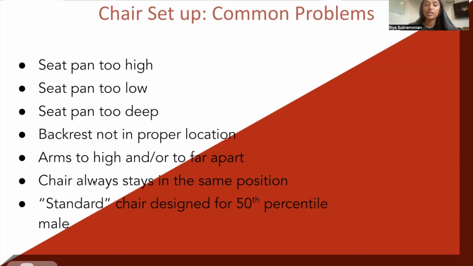The chair always staying in the same position. And the last one being the standard chair is actually designed for the 50th percentile male. This means that the chair is designed for a specific height and weight, and chairs shouldn't be a one size fits all.